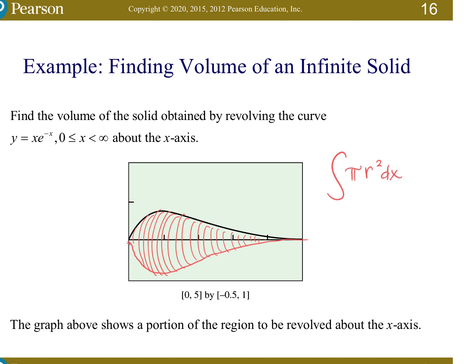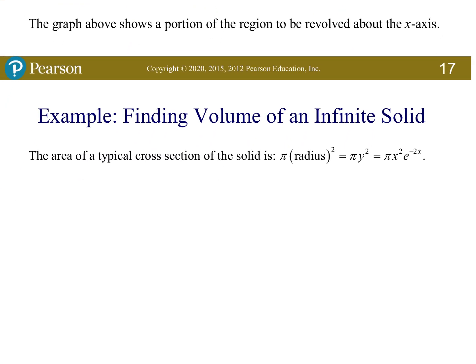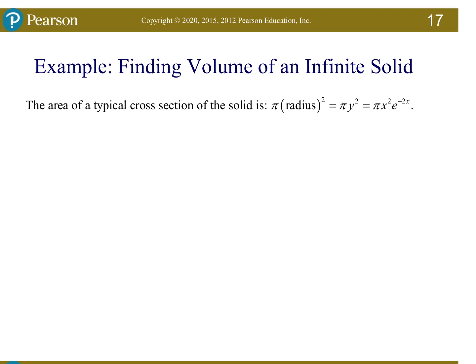But look at what the bounds are. The bounds we're given include zero, but infinity is not included, and we can't do it on a calculator because infinity is a bound and your calculator can't do it. All right, so our volume is going to go from 0 to infinity of pi times the radius squared, and the radius was x e to the negative x, quantity squared, dx. So that's our setup.